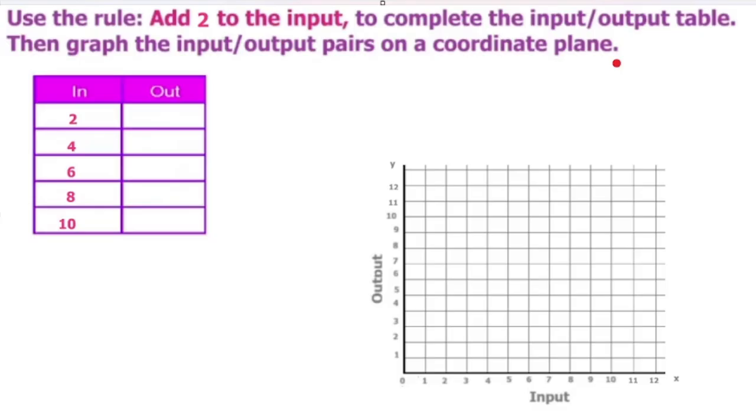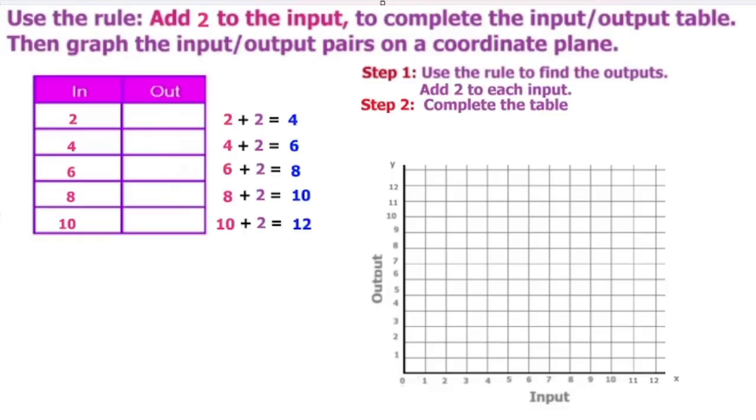So we have this table here with some numbers in the input, and we need to calculate the output. To calculate the output, we add 2. So use the rule to find the outputs. So we take 2, we add 2, and that equals 4. We take 4, we add 2, that equals 6. And we do that for all the input numbers. And then we get these, all the outputs that we've calculated. Now we can complete the table. So we just need to put in those numbers that we just calculated into this table.